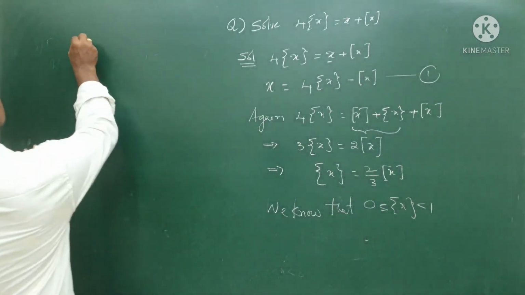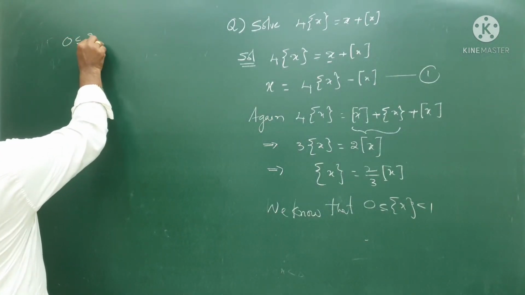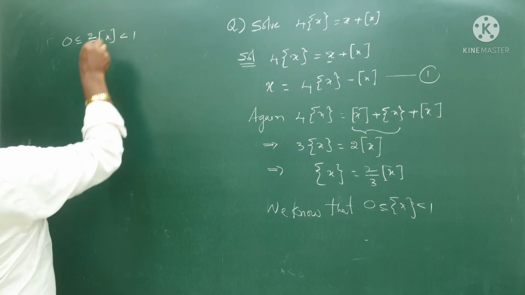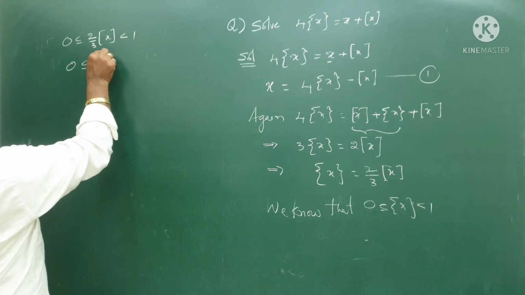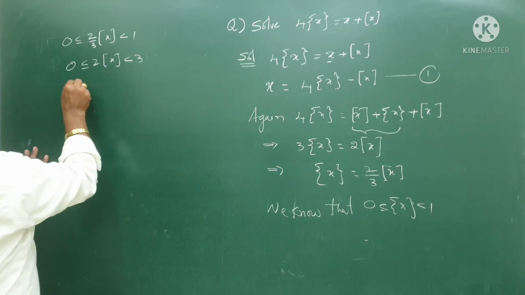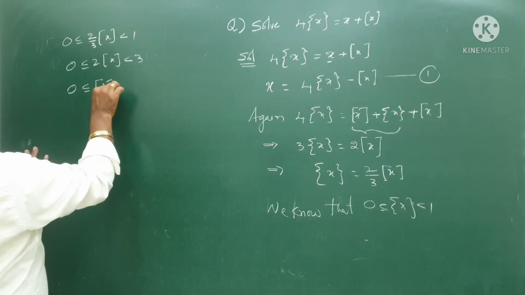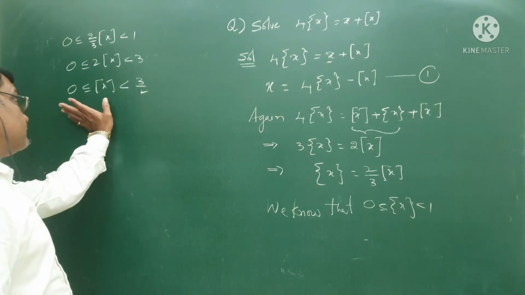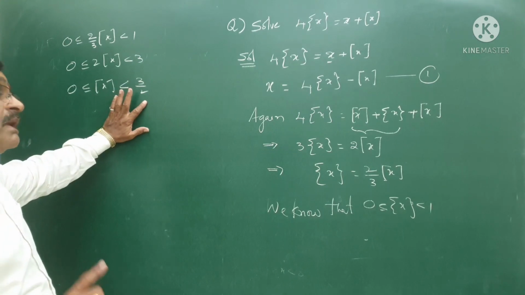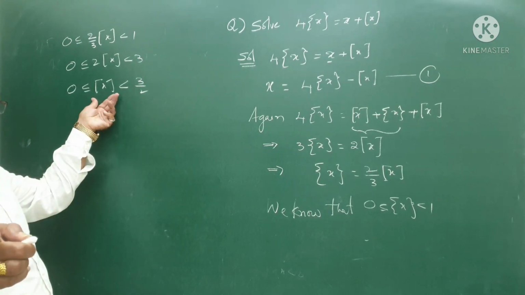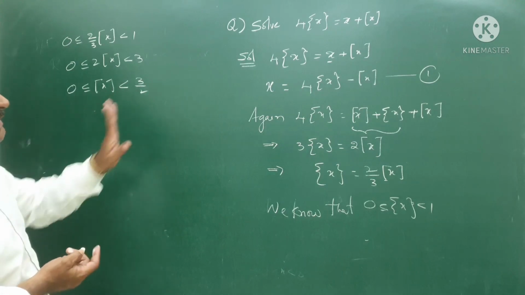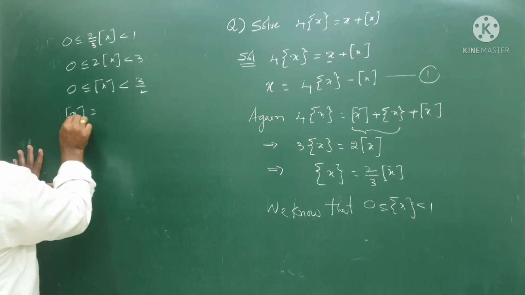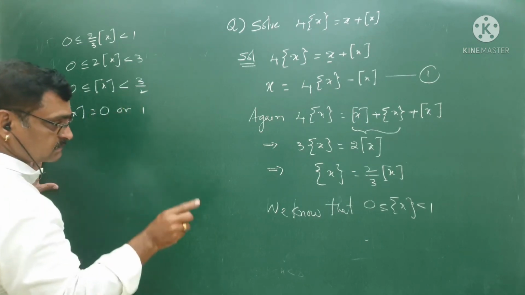Therefore, 0 less than or equal to 2 by 3 into integral part of x less than 1, or 0 less than or equal to 2 integral part of x less than 3, or 0 less than or equal to integral part of x less than 3 by 2. So my integral part of x lies between 0 and 3 by 2. Now you know very well, integral part of x is an integer. Therefore, which are the integers between 0 and 3 by 2? They are 0 and 1. Therefore, integral part of x is equal to either 0 or 1.